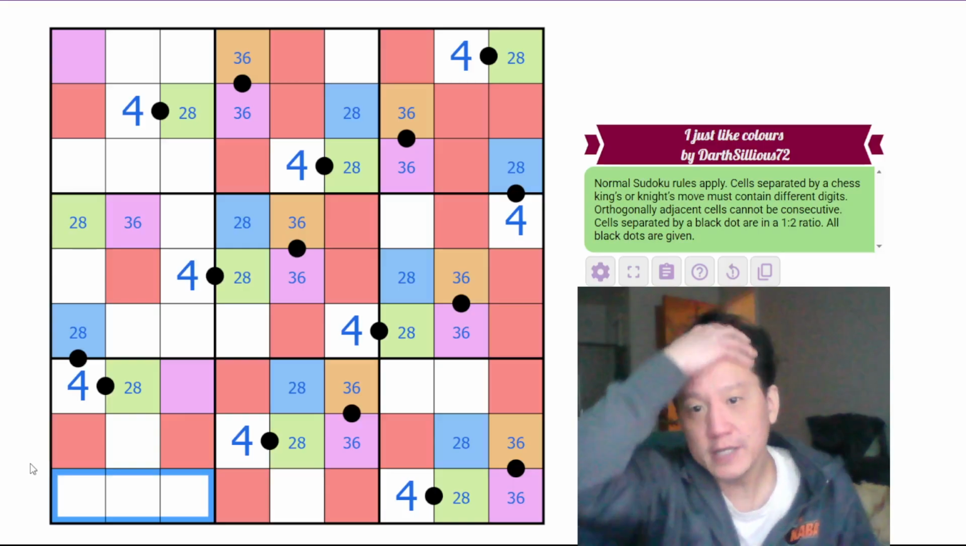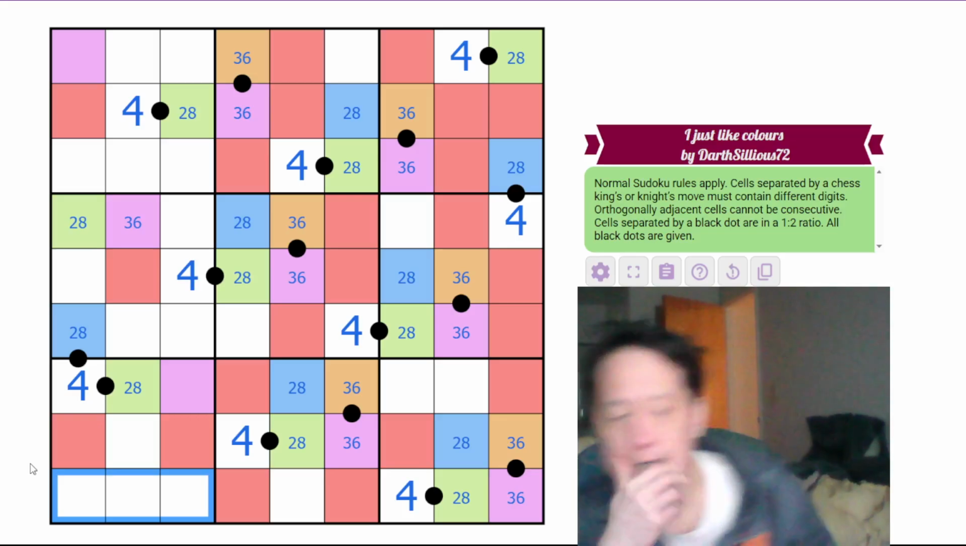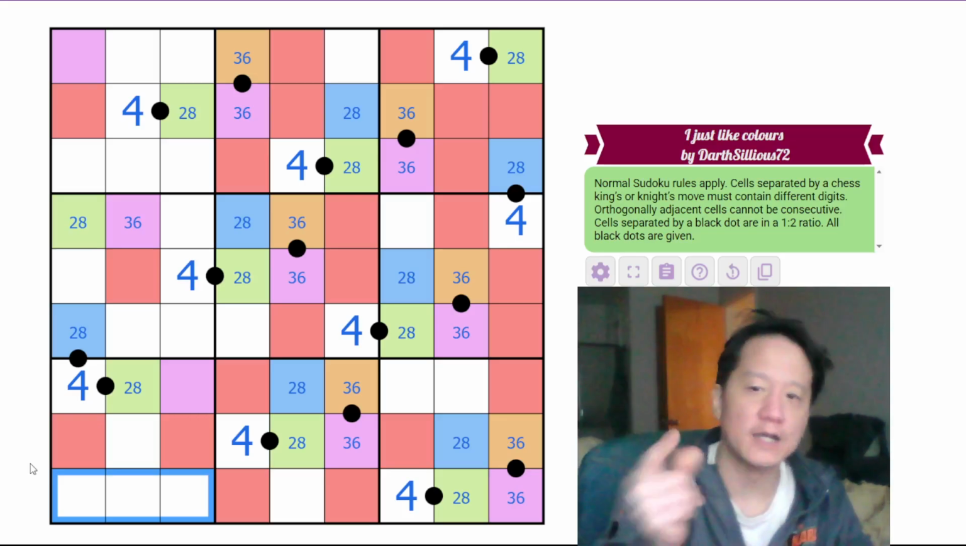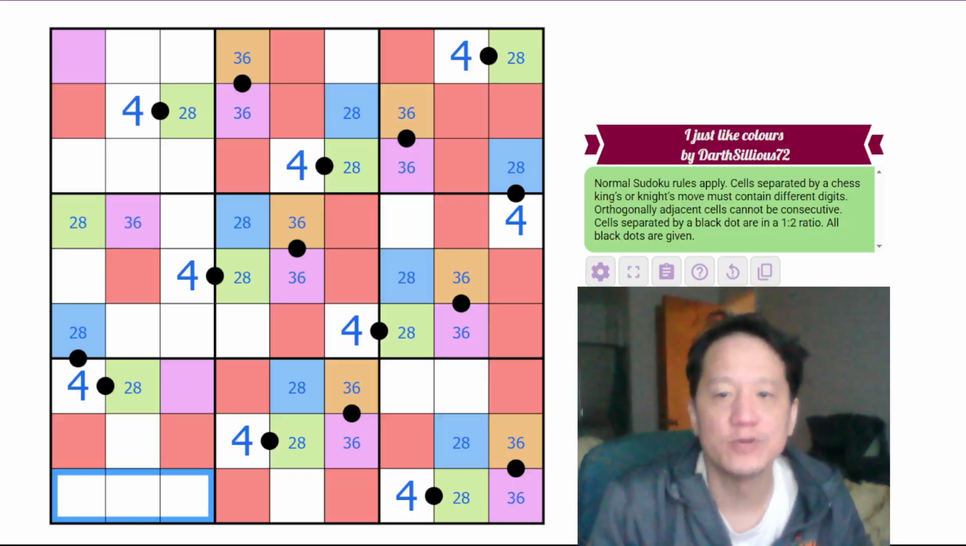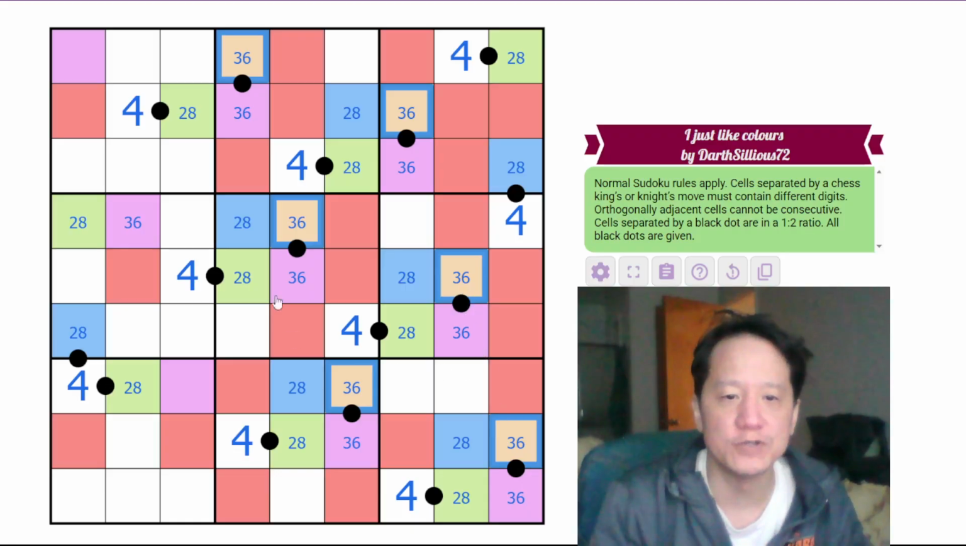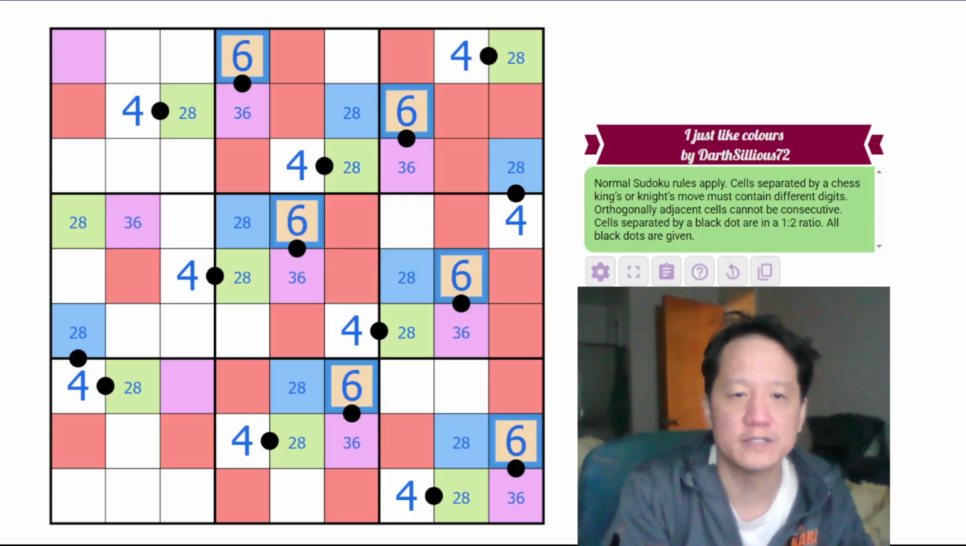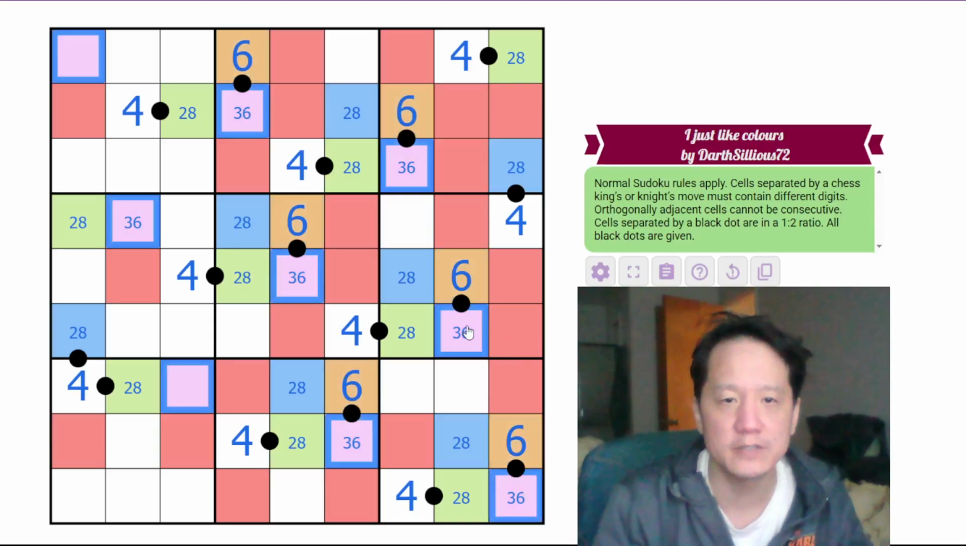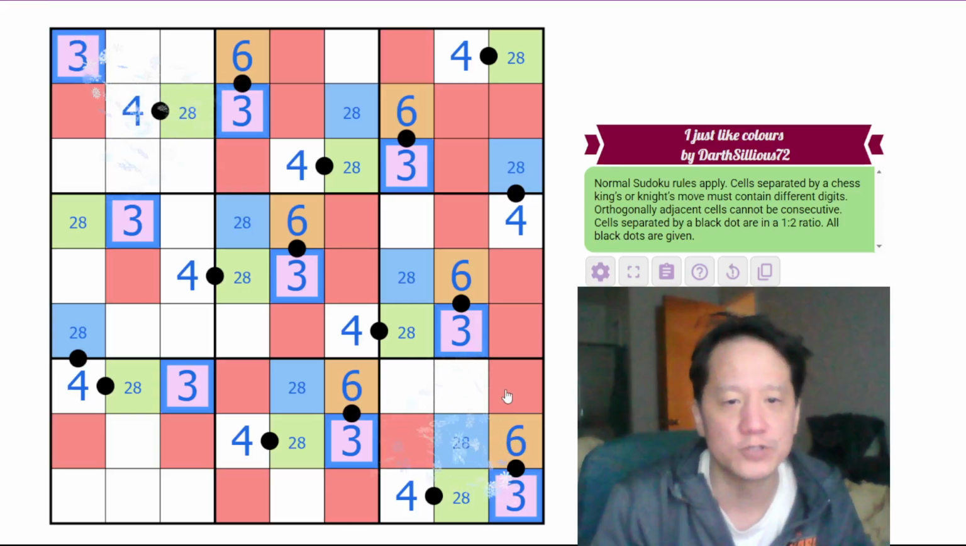So the remaining digits are 1, 5, 7, and 9. Oh, 4 cannot be consecutive with 3, or, sorry, adjacent to 3. So therefore, these oranges are adjacent to 4s, so they cannot be 3. The orange has to be 6. The pinks have to be 3. That's 3 in both corners. We celebrate because we're close. We know we're close to solving it.